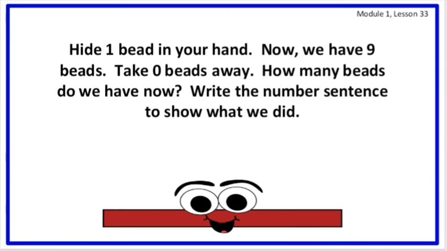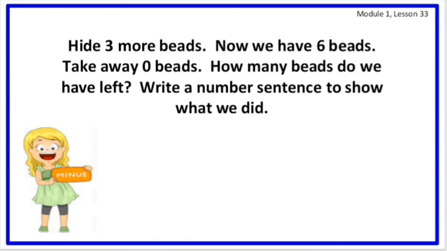Okay, now hide 1 bead in your hand. Now we have 9 beads. Take 0 beads away. How many beads do we have now? It's still 9 beads. Am I right? Because I took 1 before, I'm having 9 now. I took 0. It's still 9 because 0 means nothing, so the answer remains 9. Okay, now hide 3 more beads. Now you're having 6 beads because I took 3 out. Now take away 0 beads from the 6 beads. It will still be what? 6 beads because 0 means nothing. 0 means what? Nothing. Okay.